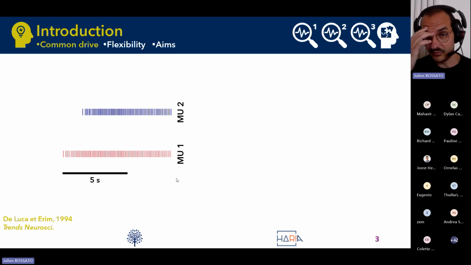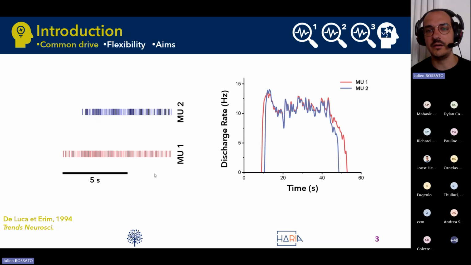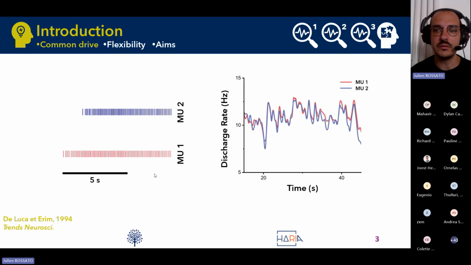To understand the control of motor units, many studies have looked at the activity of motor units. Here you can see the activity of two motor units, 1 and 2. For each vertical line, you have a discharge from the motor unit in question. From this activity, it is possible to obtain the discharge rate of these two motor units during the force ramp. We can see that these motor units behave very similarly, not just following the progression of the force, but also during the force plateau.